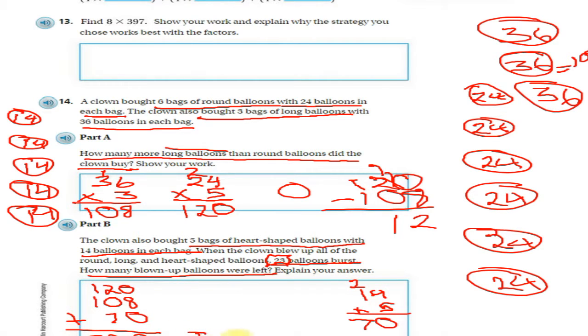I added all the balloons. Again, excuse my handwriting. And then subtracted 23, because that's how many burst. Sorry about that handwriting. Okay, we are done with page 101.